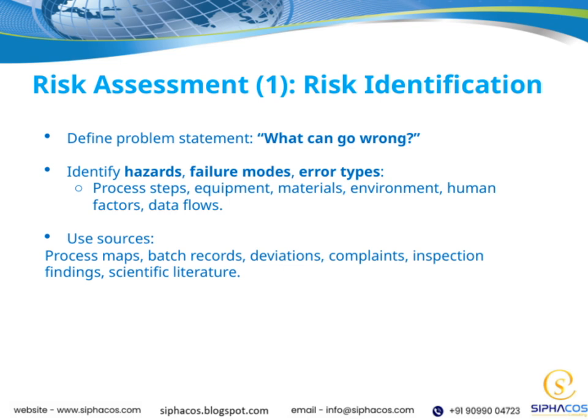Deviations and complaints provide insights into specific problems, and inspection findings offer evidence of potential risks. Additionally, scientific literature can guide us on known failure modes and hazards. By thoroughly understanding these elements, we can identify what might go wrong at each stage, which is essential for creating a robust risk management plan. Remember, this step is about being proactive, anticipating issues before they occur, rather than just reacting to them. This comprehensive approach helps us safeguard quality, safety, and efficiency throughout our process.